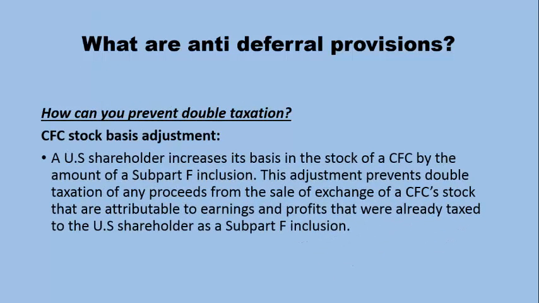CFC stock basis adjustments. A U.S. shareholder increases its basis in the stock of a CFC by the amount of a Subpart F inclusion. This adjustment prevents double taxation of any proceeds from the sale or exchange of CFC stock that are attributable to earnings and profits that were already taxed to the U.S. shareholder as a Subpart F inclusion.